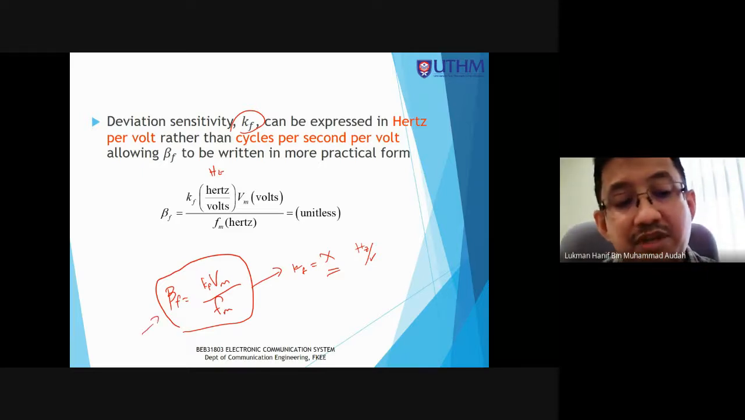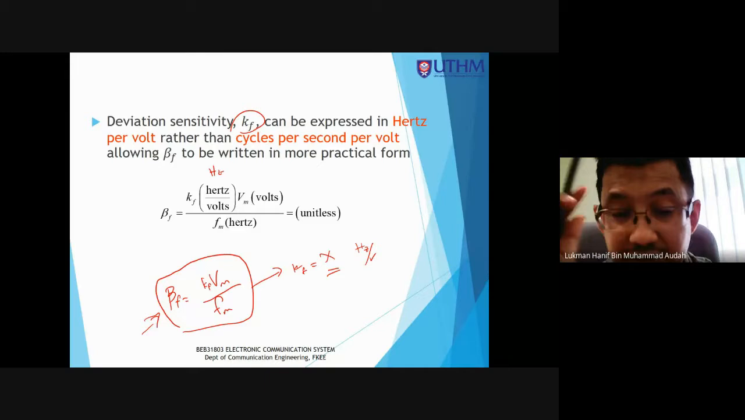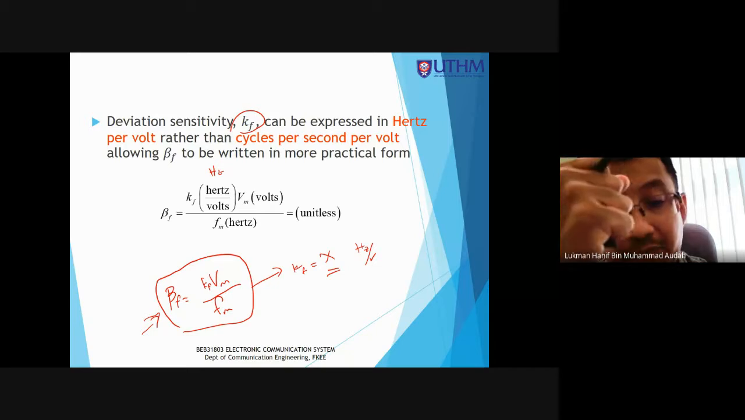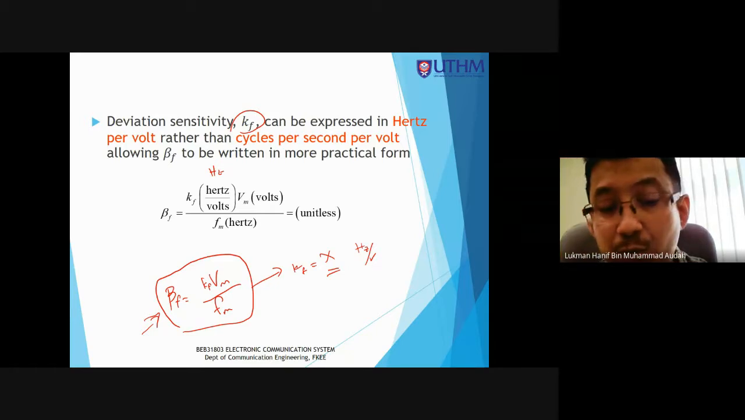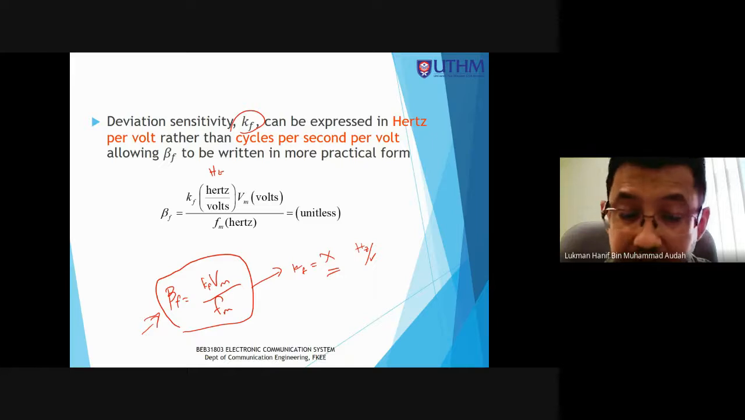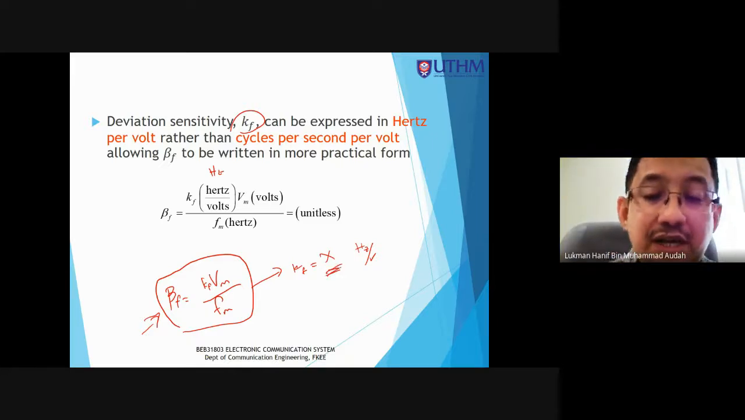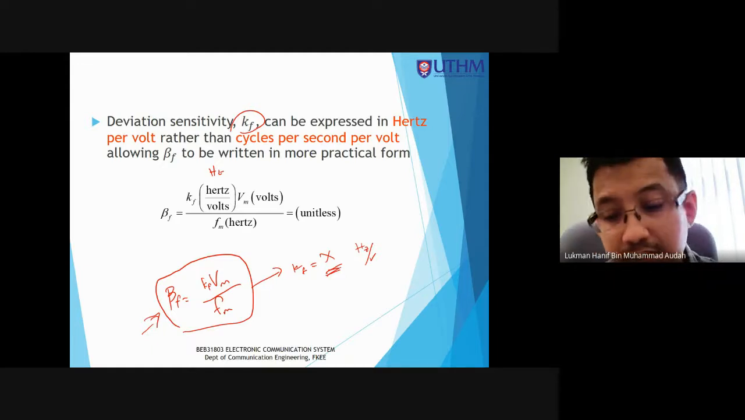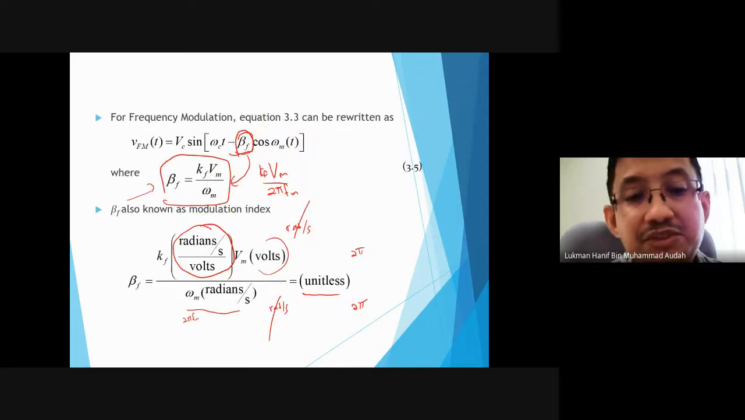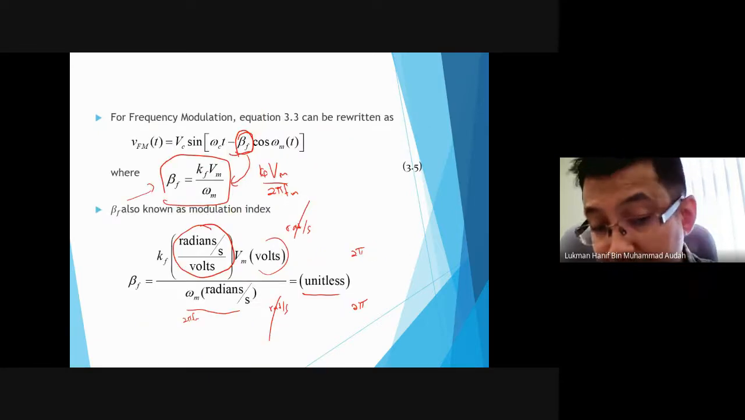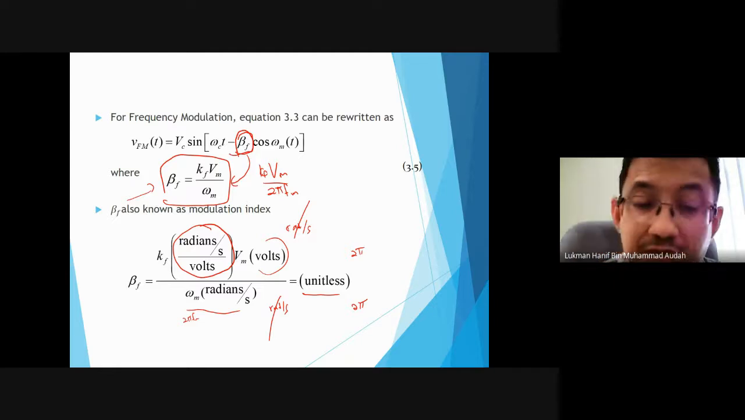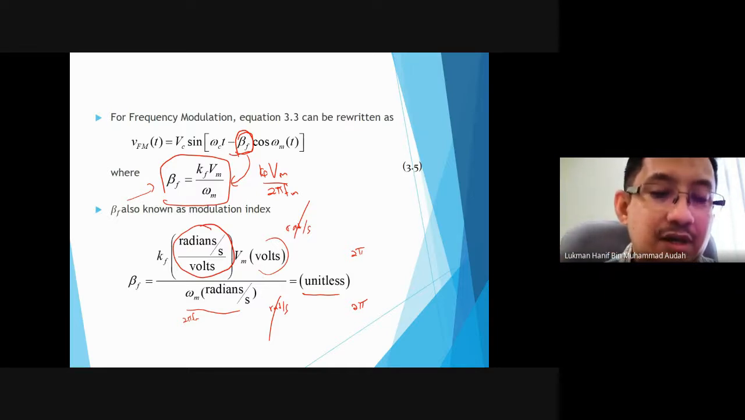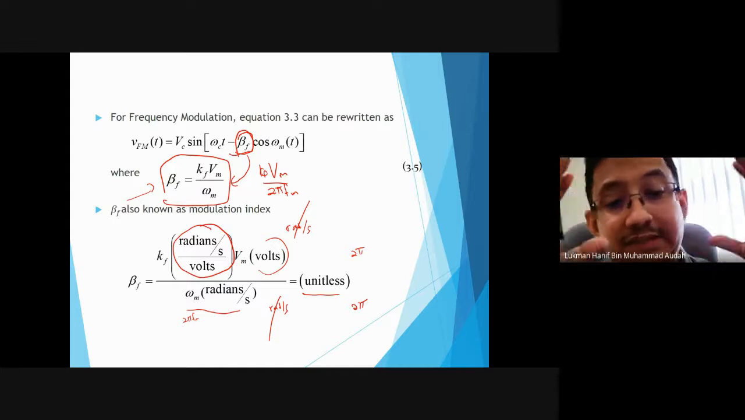Okay. Kita biasanya menggunakan yang ini. Biasanya, pada kebiasaannya apabila kita menjawab soalan exam, kita menggunakan yang ini. Okay, beta f is equal to kf Vm over Fm dengan syarat kf diberikan dalam sebutan hertz per volt. Okay, sekiranya kf diberikan dalam sebutan radian per second per volt, then you need to use this equation, kf Vm over omega m. So tak perlu confuse, dia benda yang sama sahaja.